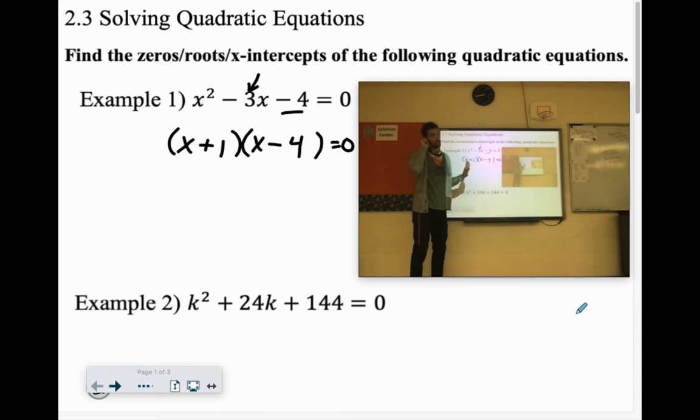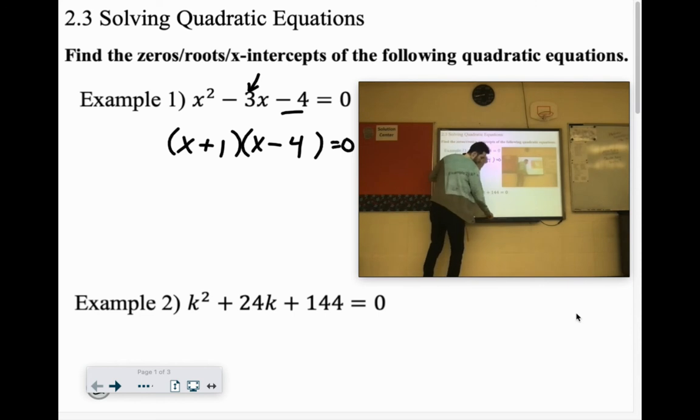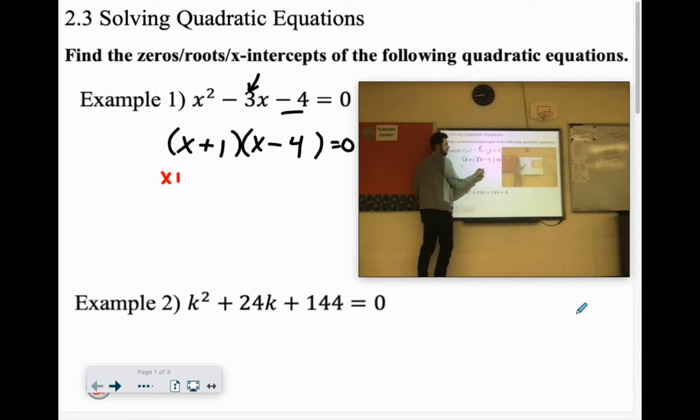We have to solve it. So what is 0 times anything? That's right, 0. So if I can get the left parenthesis to equal 0, it doesn't matter what the right one is because 0 times that will equal 0. Same thing over here. If I can get x minus 4 to equal 0, it doesn't matter the other set of parentheses. It'll work out because 0 times whatever is 0. So we're going to set up two equations here. X plus 1 equals 0 and x minus 4 equals 0.